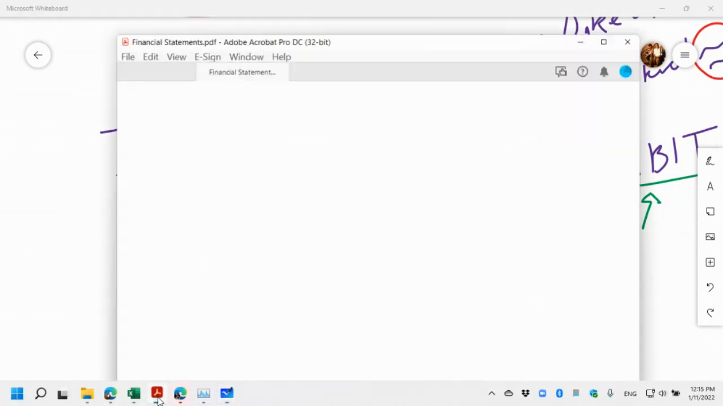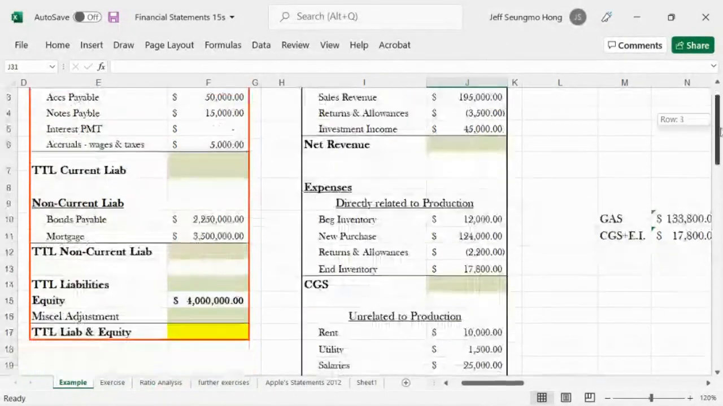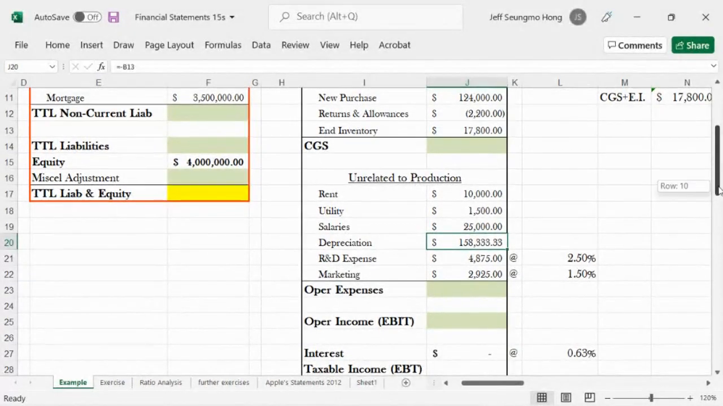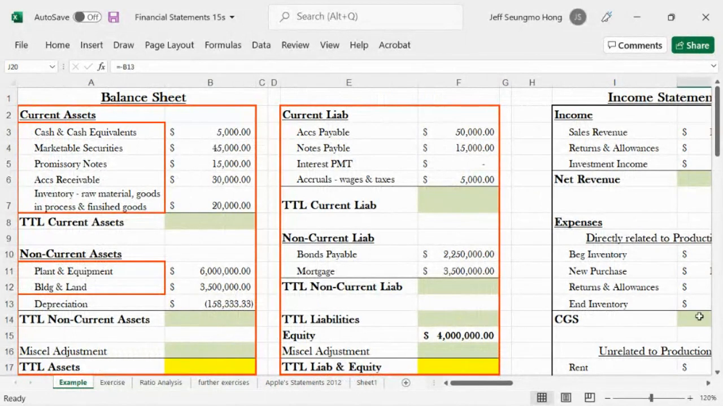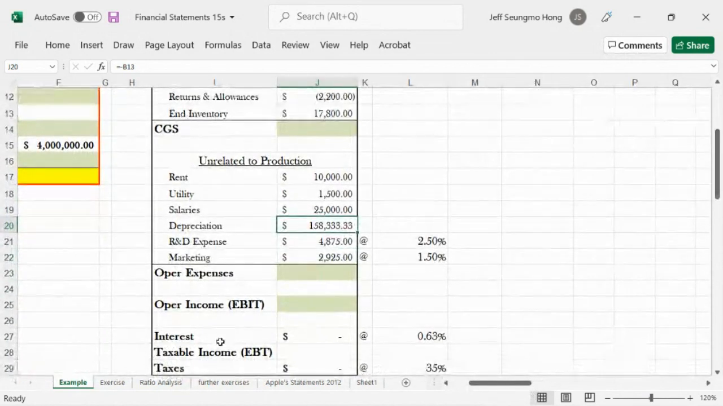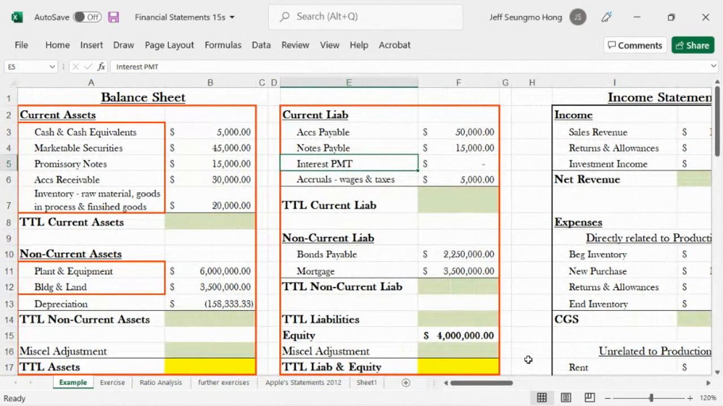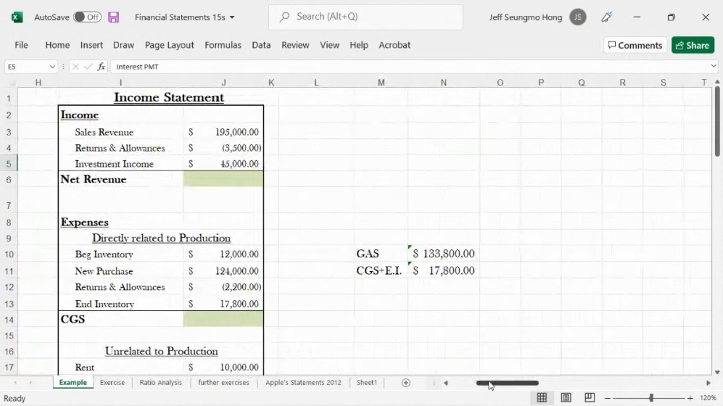So here, once again, in the income statement, we have depreciation as part of the operating expenses, OPEX, and also you have depreciation in the balance sheet. You can have interest payment in the income statement, and you have accrued wages and accrued interest in the balance sheet. But otherwise, all the line items are completely different.